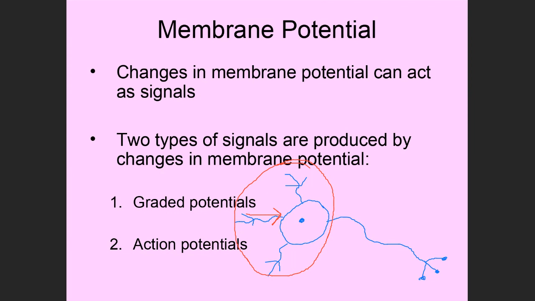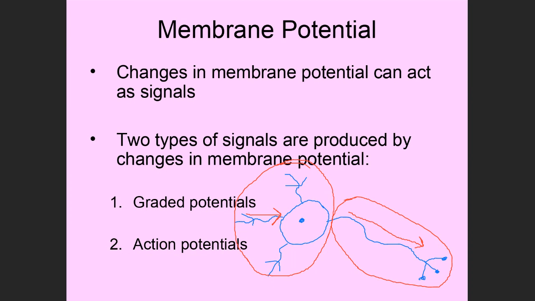Action potentials are changes in membrane potential that happen out in the area of the axon. When we see action potentials happening, these are wave-like changes in membrane potential that travel down the axon in this direction. So they're traveling away from the cell body.